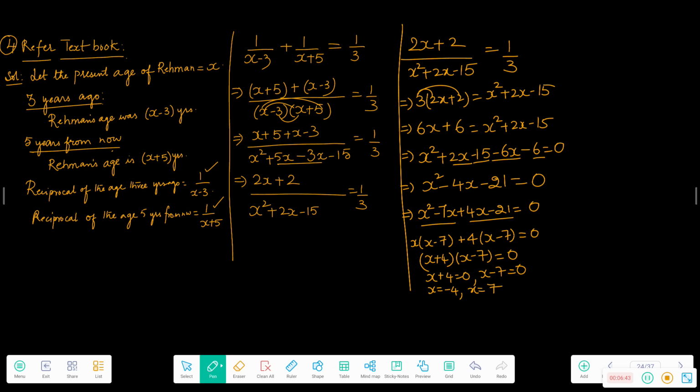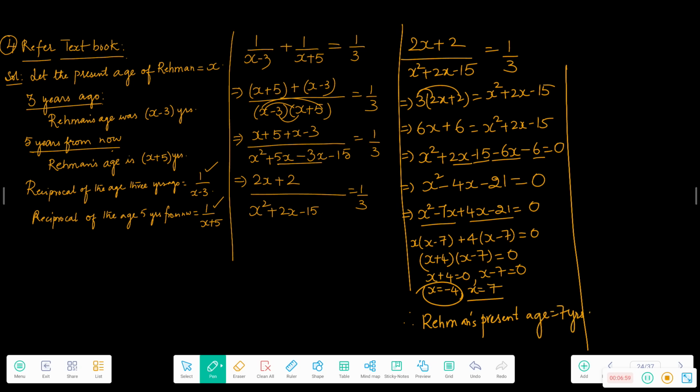So Rahman's present age cannot be negative. Therefore, Rahman's present age is 7 years.